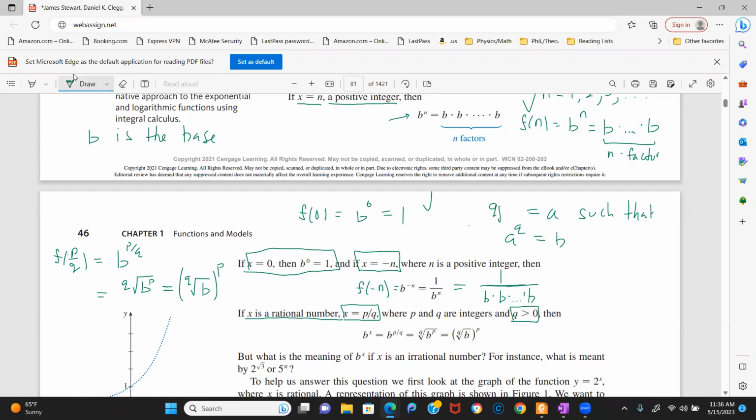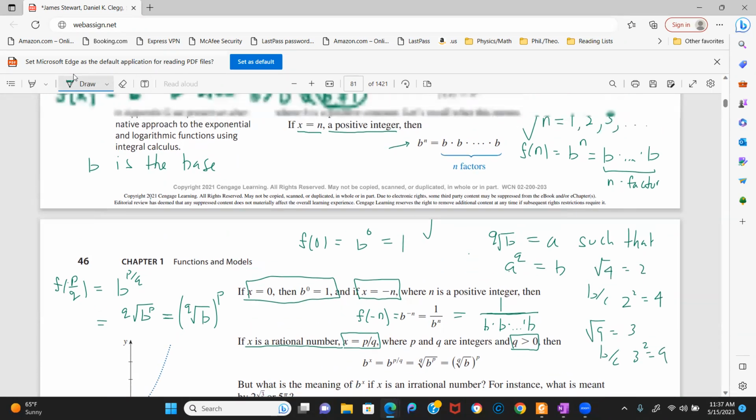So let me just rewrite this. It's that number a such that when you raise a to the qth power, you get the thing under the square root. So for example, square root of 4 is 2 because when you take 2 and raise it to the second power, you get 4. Or the square root of 9 is equal to 3 because when you take 3 and square it, you get 9. That's how roots work.